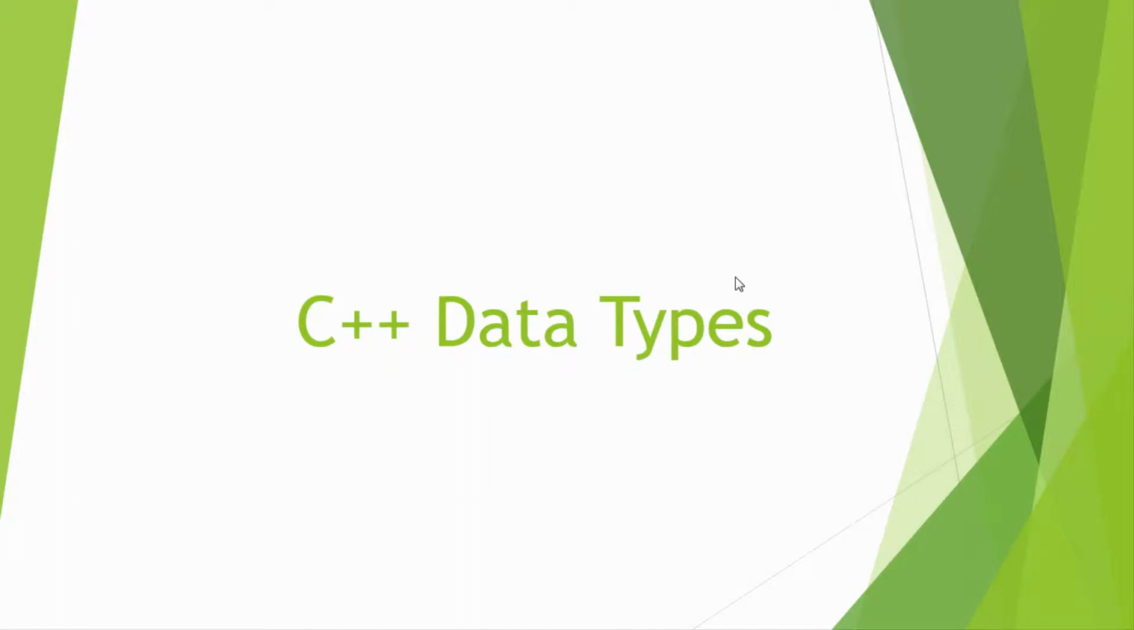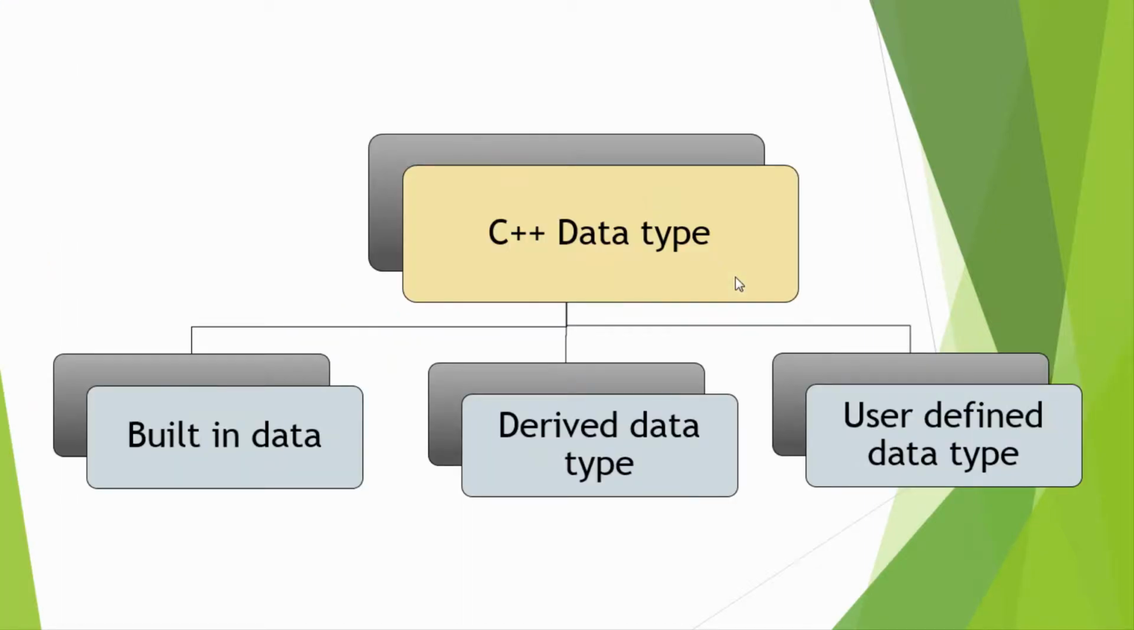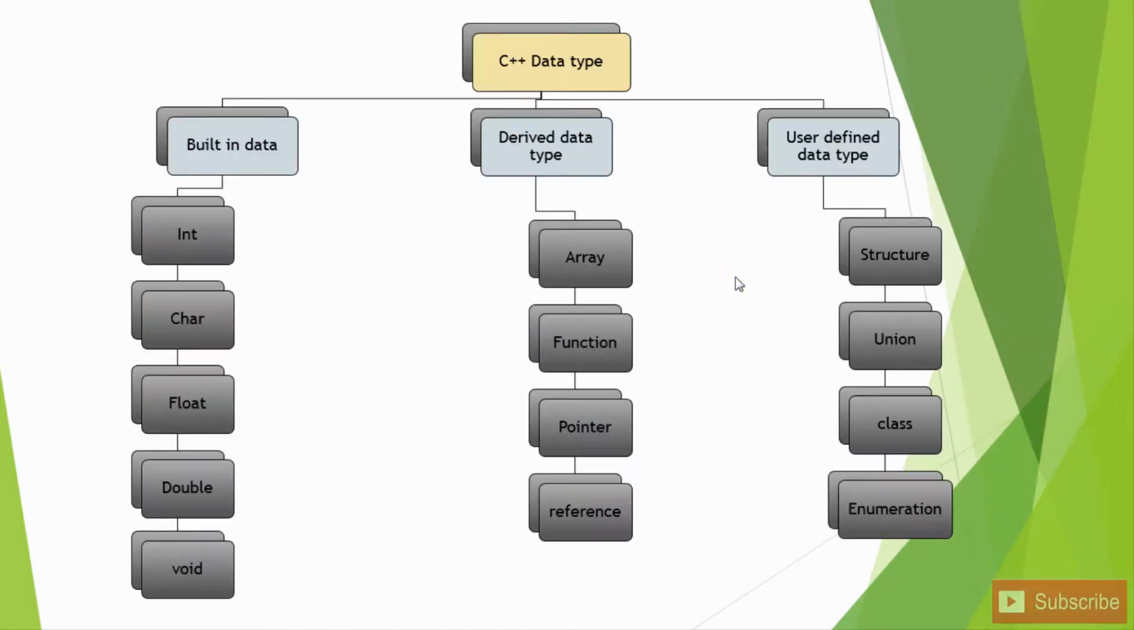C++ data types. There are three main data types: built-in data types, derived data types, and user-defined data types. These three main data types are further divided into different data types. Built-in data types are int, char, float, double, void. Derived data types are array, function, pointer, reference. User-defined data types are structure, union, class, enumeration.